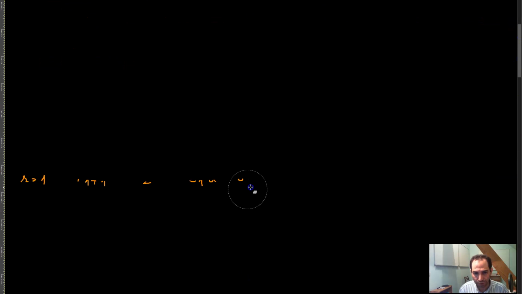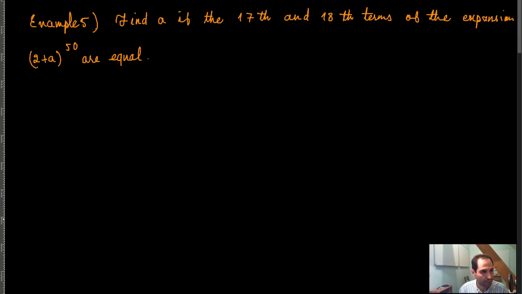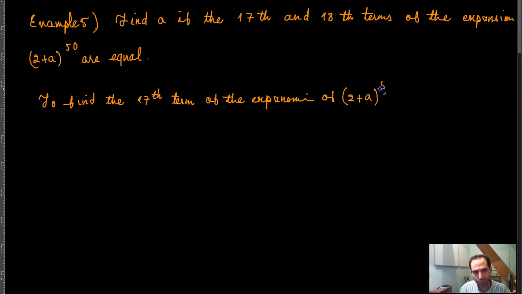Now to solve this problem, what we can do is find the 17th term of the expansion of 2 plus a raised to the power 50. The 17th term would simply be T of 17, right? Which would be the same thing as T of 16 plus 1, because that is T of r plus 1. And so that means that here your r is equal to 16.